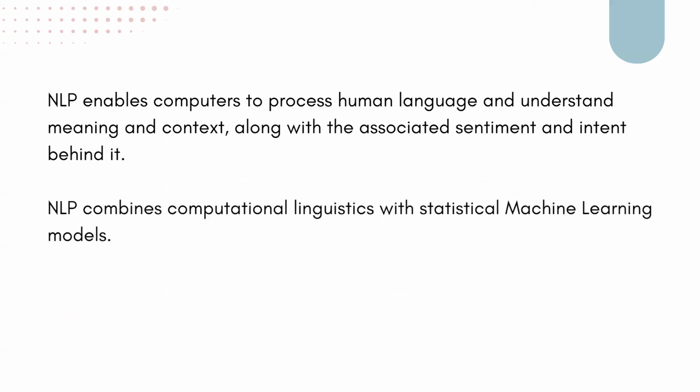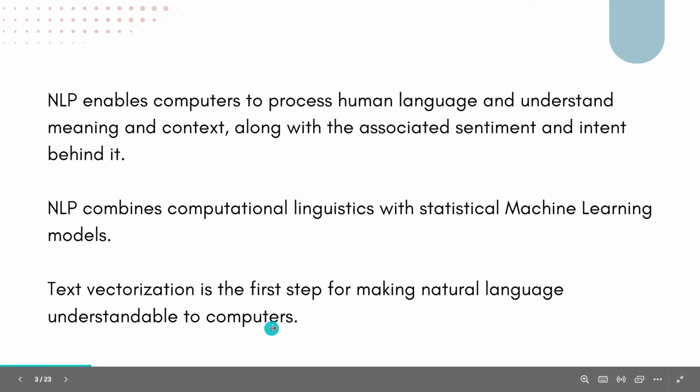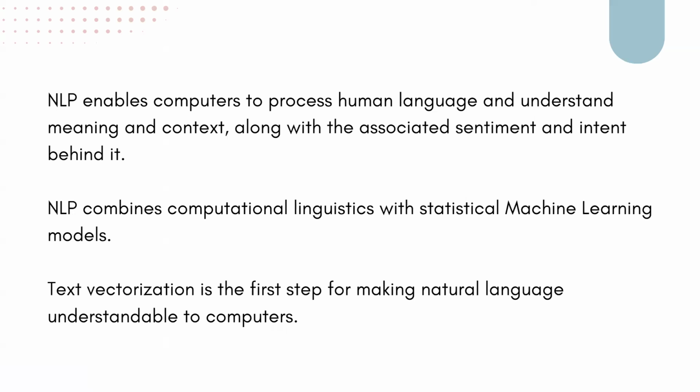NLP combines computational linguistics with statistical machine learning models. That's what we have done today. KNN is a machine learning model that is used in different kinds of algorithms. It can be used for classification purposes and also for regression purposes. But we have used natural language processing to use it on text, and then we built a recommendation system out of it. Text vectorization, what we have done today, is the first step of any natural language processing, because computers only understand numbers, and to convert any text to numbers, we need text vectorization.